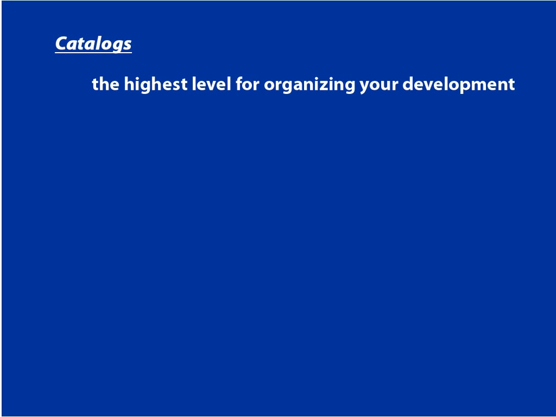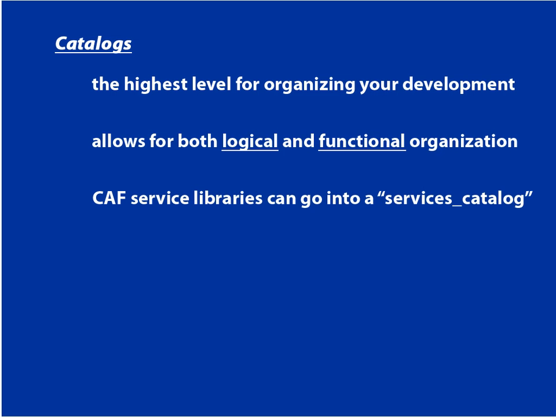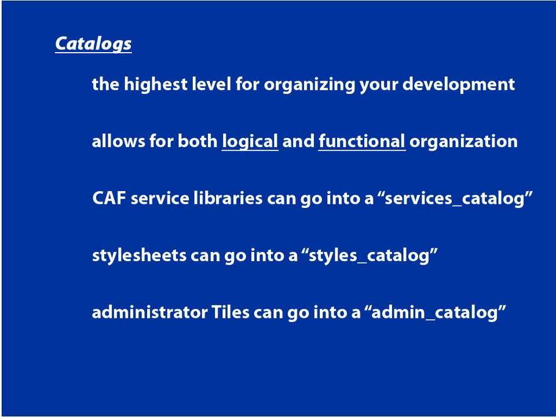The first thing I always do is to plan and create my catalogs. A catalog is the highest level for breaking down and organizing your project development. They allow for both logical and functional organization. For example, you could put all your services into a services catalog, all your style sheets into another catalog, all your tiles related to some area like administrators into one catalog, and all the tiles related to users in yet another. It's up to you, but you get the idea.